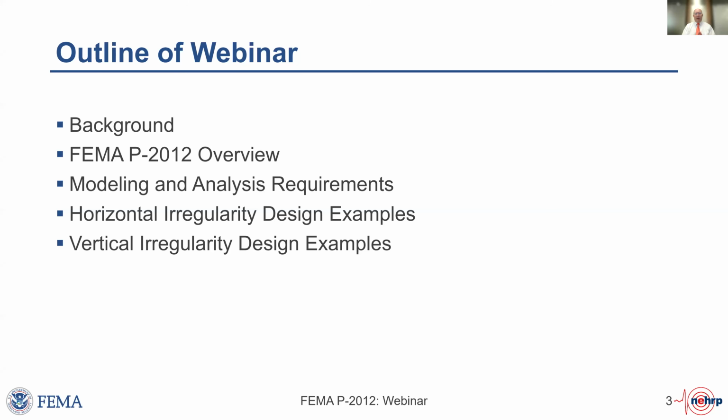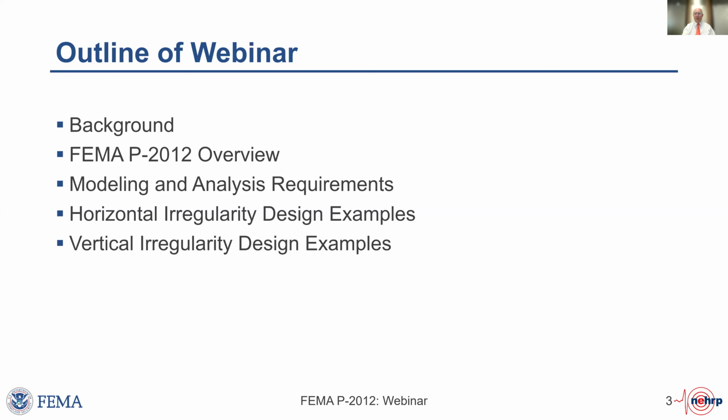The way that we'll lay out our webinar here, we're going to have some background information on the subject. We'll talk about that FEMA P-2012 project in an overview sense. We'll then get into the meat and potatoes of this, where we're going to talk about modeling and analysis requirements because they're key to understanding and resolving structural irregularities. And we'll have specific examples on horizontal irregularities and vertical irregularities.